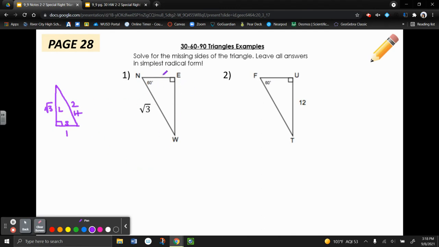First thing, let's label these sides. This is the short side, this is the long side, and this is the hypotenuse. Now we're just going to match up sides. I'm going to call one x and the other y, and we need to solve for both.